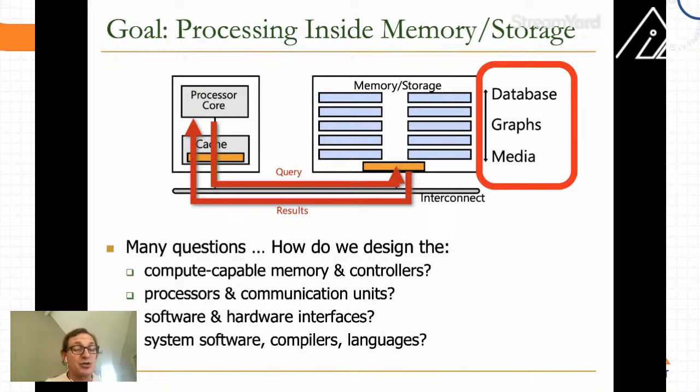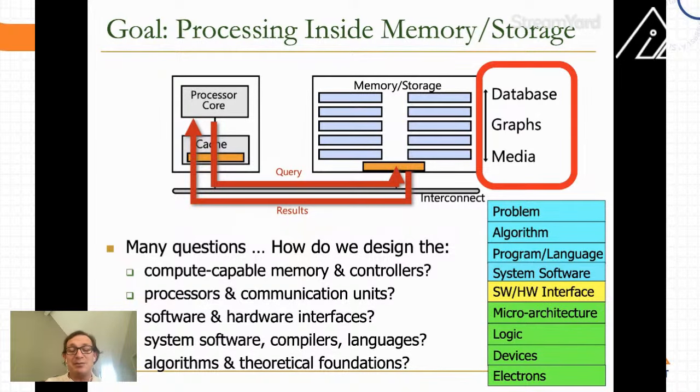How do you design the system software, compilers, and languages? And how do you actually program these things? How do we redesign the algorithms? And how do we rethink the theoretical foundations of computing? This is very exciting because there are many, many questions across the stack, as you can see over here, all the way from how we design the devices to do computation together with the memory, to algorithms that can fit those devices and everything in between. And I will also mention over here that we need to rethink the theory of computation as well.